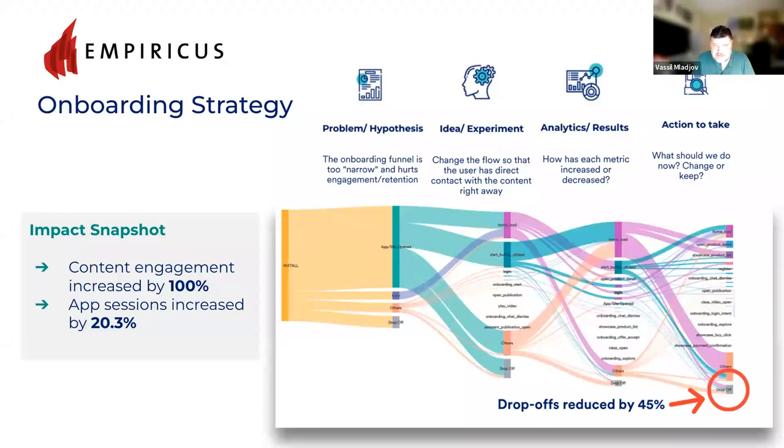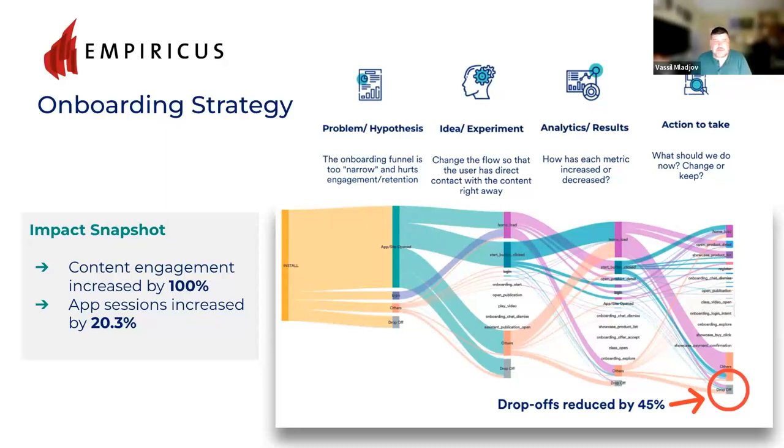So this is a very specific example with their user journey graph. They looked at what the problem is. You create a hypothesis, and you see the onboarding funnel is too narrow, and it hurts engagement, retention, the onboarding, and everything else. So the idea here was to change the flow so the user directly has contact with the right content. Again, how do you do this? You need to understand the user a little bit better, and then you want to put that information in front of them faster. You don't want to have five clicks, whether on a website or a mobile app, to try to find the right content.